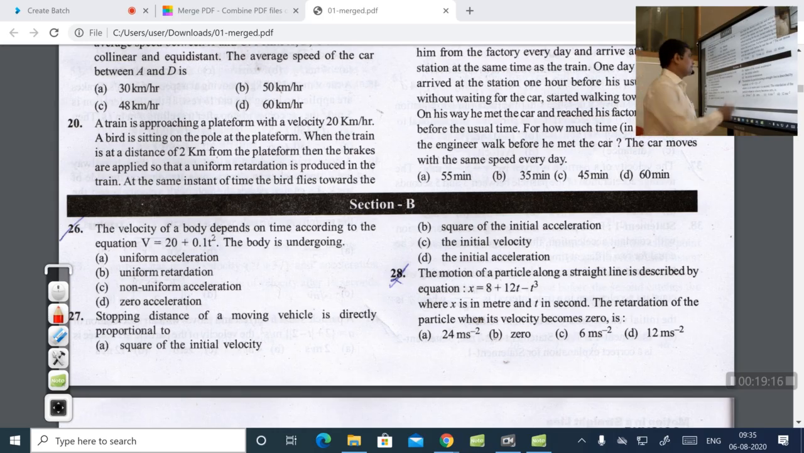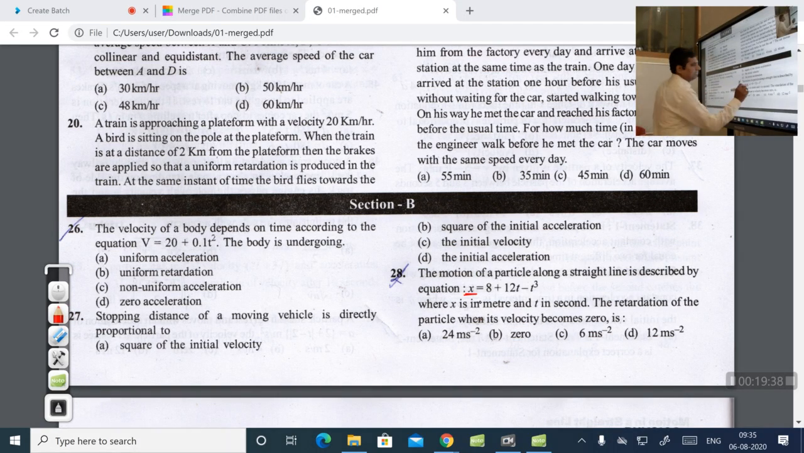Okay, next one, 28th question. The motion of a particle along a straight line is described by the equation x is equal to 8 plus 12t minus t cube, where x is in meters and t in seconds. Find the retardation of the particle when its velocity becomes 0. Okay students, so first of all they are asking retardation, but at what point? When its velocity becomes 0.